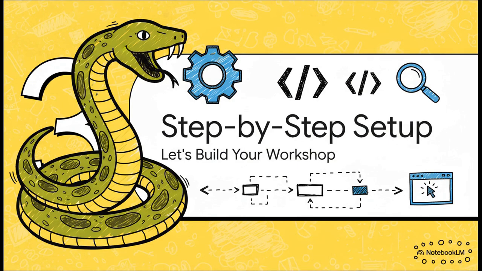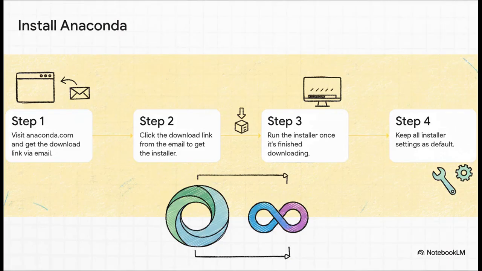All right, theory time's over. Now that we get the why, it's time to get our hands dirty with the how. Let's walk through this step by step and get your perfect development workshop built. First up, Anaconda. This is super easy. Just head over to the official website, anaconda.com. You'll grab the installer, run it, and here's the key tip. Just keep all the settings as default. Seriously, don't overthink it. The installer knows what it's doing, so you can just click Next all the way through with total confidence.